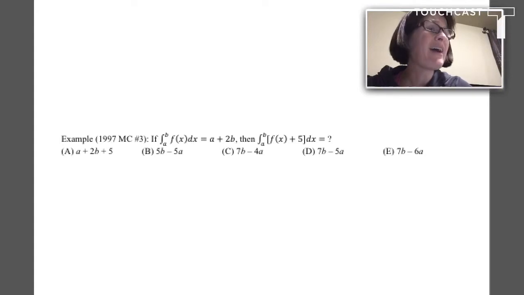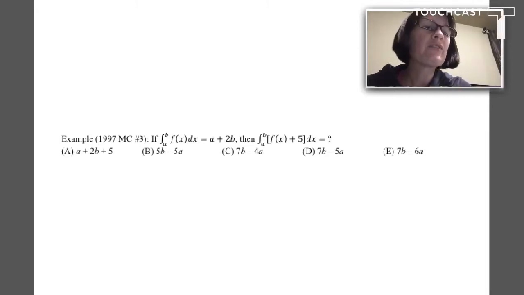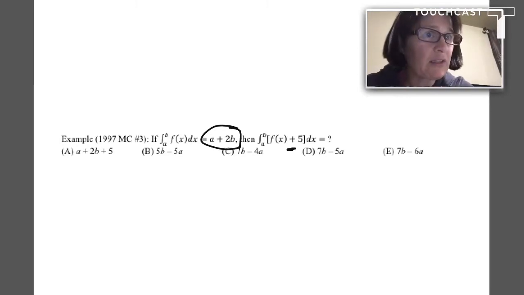So here we go. We're going to use a combination of the properties of integrals plus what we learned in the last section, which is the integral of a constant. So I've been told the integral from a to b of f of x has this value. I'm just going to have to stick that in my pocket and save it for later. I've been asked to evaluate this integral. So we're going to use the properties. Notice there's a sum here.